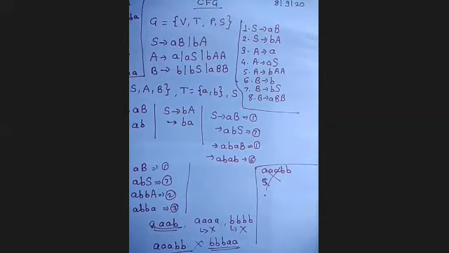What is this language? This language contains what? The type of strings such that there are an equal number of A's and B's. All of you note down. In this language, what is the equal number of A's and B's?